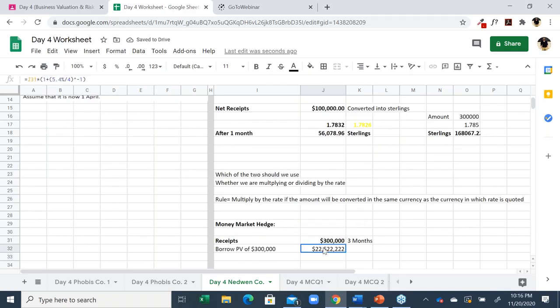That's the present. Again, a mistake that I made. I need to put a bracket around this.